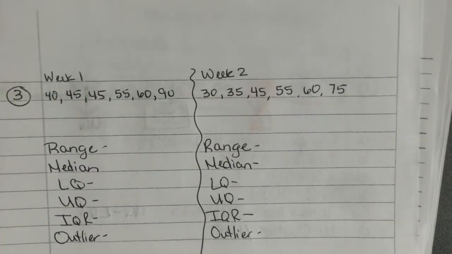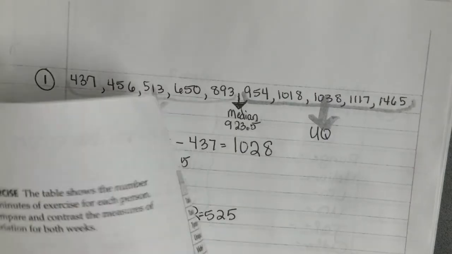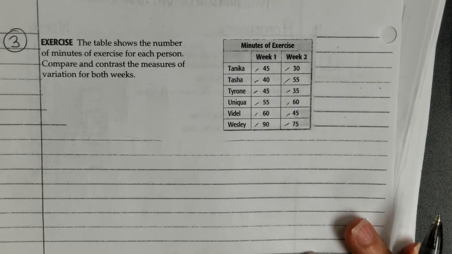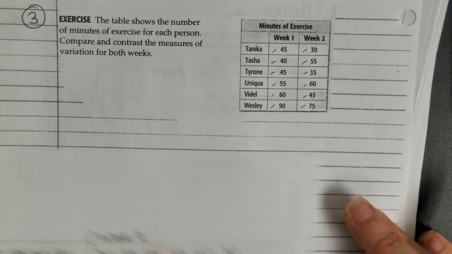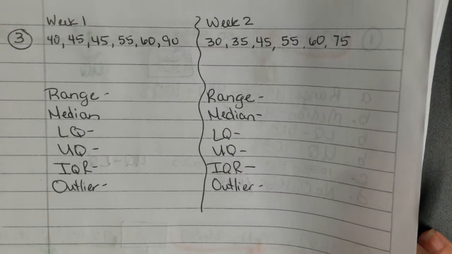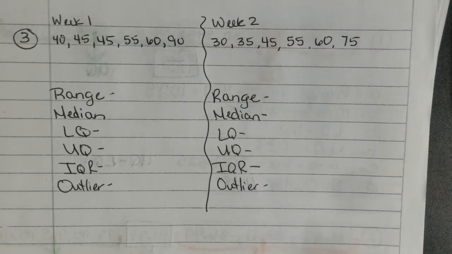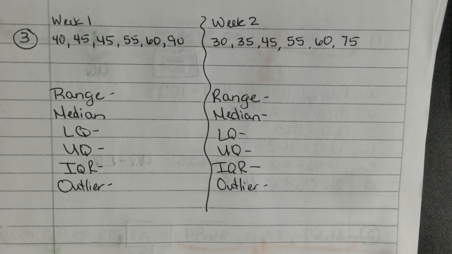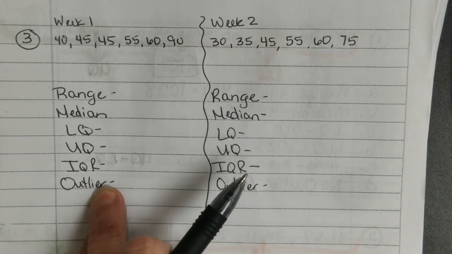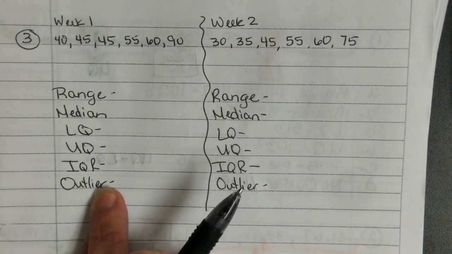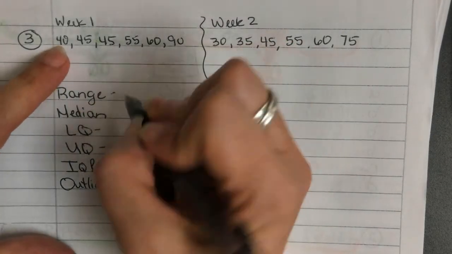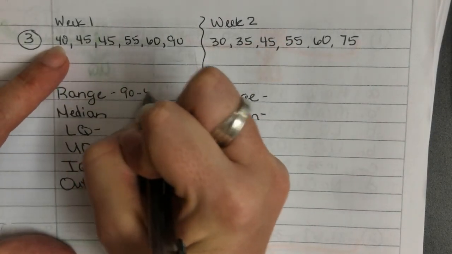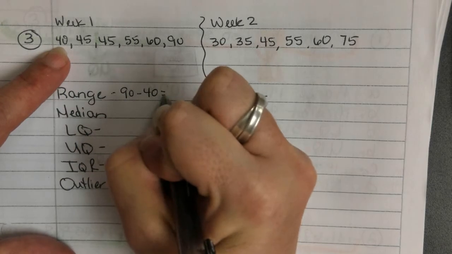On number 3, on this one, there are 2 sets of data. When there are 2 sets of data, you have to set it up the way I've set it up here. And when they said the measures of variation, they meant all this stuff. So, here we go. Range. The range for week 1 is 90 minus 40, which is 50.